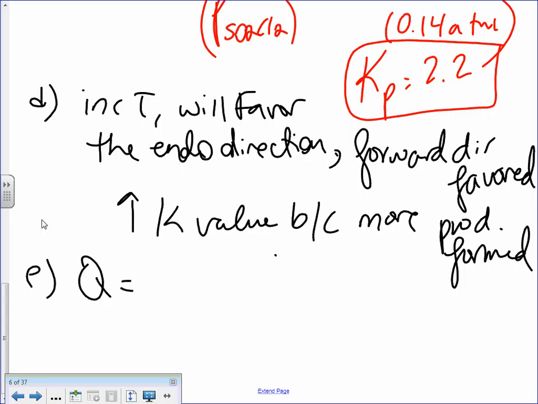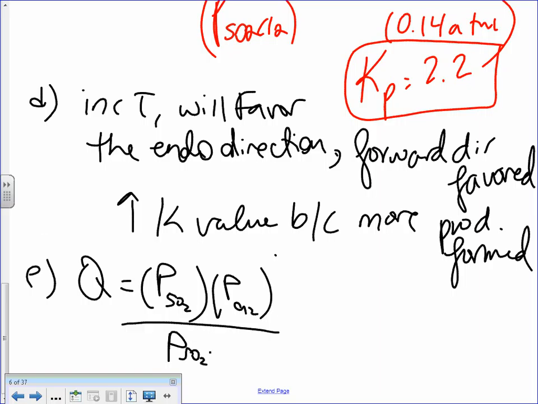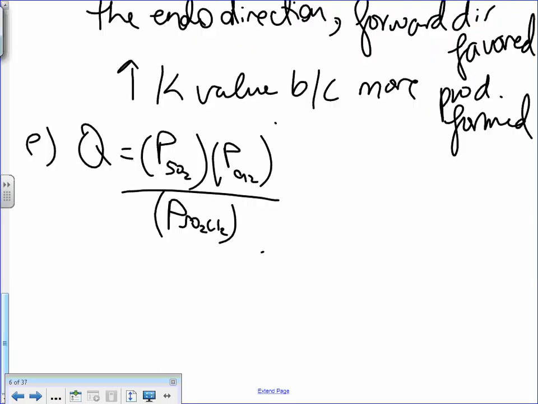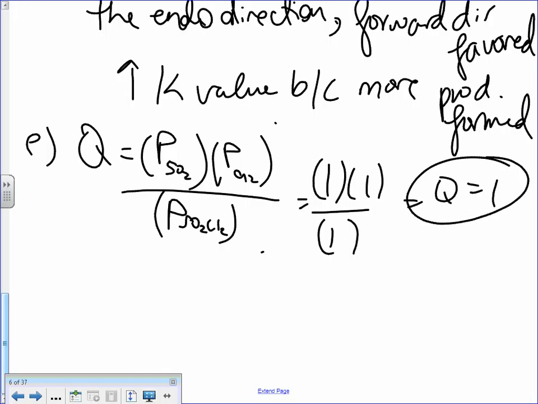Q is equal to the partial pressure of SO2 times Cl2 over the partial pressure of SO2Cl2. And you absolutely have to label these because they said you wouldn't get full credit since they won't know which is which. So make sure you label this whenever you're writing your K expressions out. Then you can put 1 atmosphere over 1 atmosphere. Well, guess what? Q is equal to 1. How does that compare to the Kp that we just got?